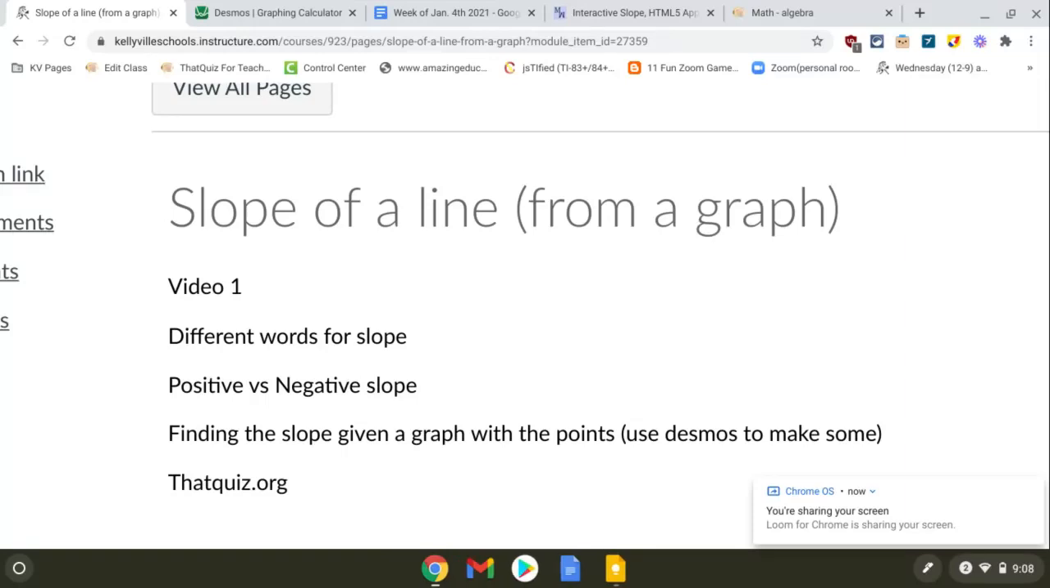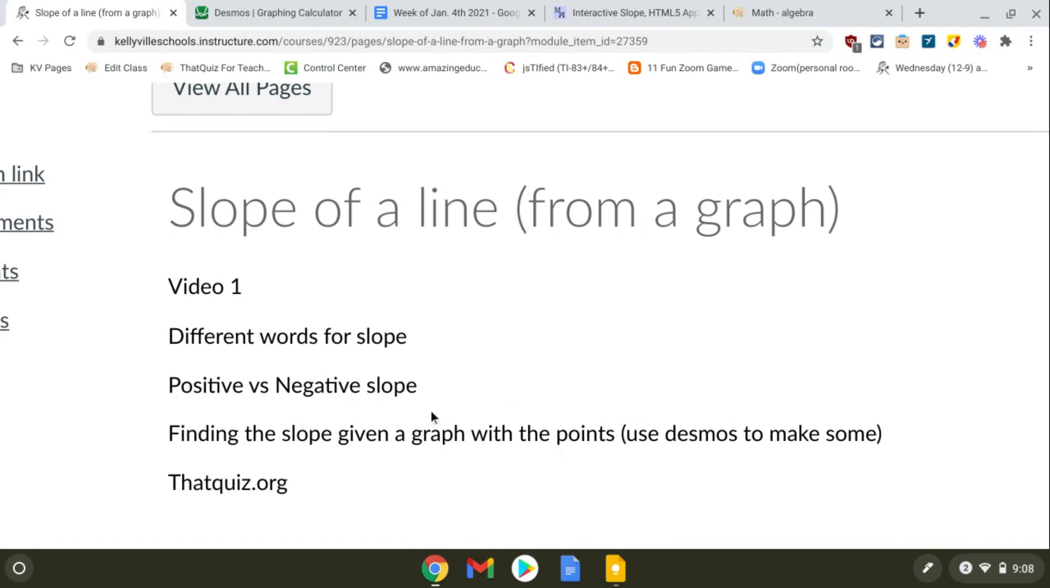Okie dokie. So this is going to be kind of an important lesson. Just putting that out there. You may have talked about this in 7th or 8th grade. I don't know when they teach it. But in this video, we're going to talk about slope of a line, and basically how to look at a graph and tell what the slope is. We're going to mention the different words for slope, the difference between positive and negative slope, and I'll show you some examples.